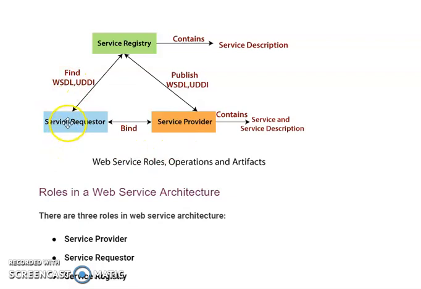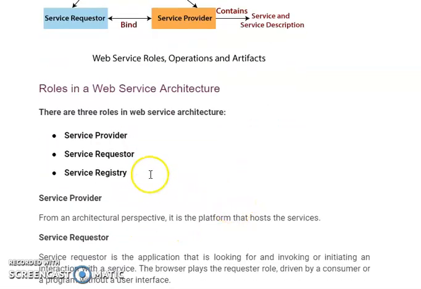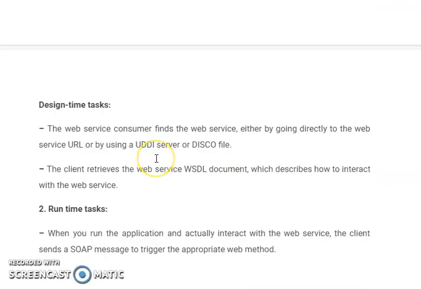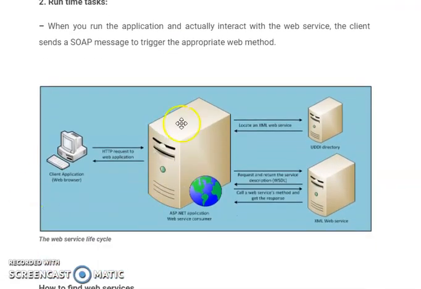Second one, service requester, who is requesting the service, who needs the service, which means that your application requires the web service, so that will be the service requester. And service registry is where exactly your services may be stored. So this is about the web services and its roles. These are the different roles, and according to that, how exactly these web services work.